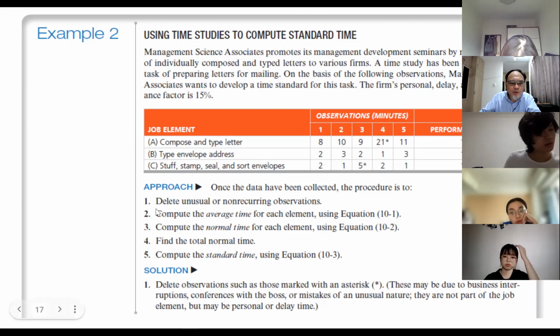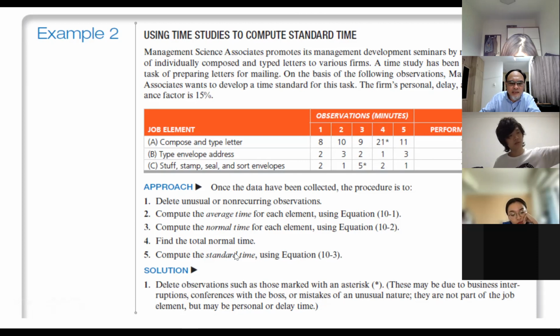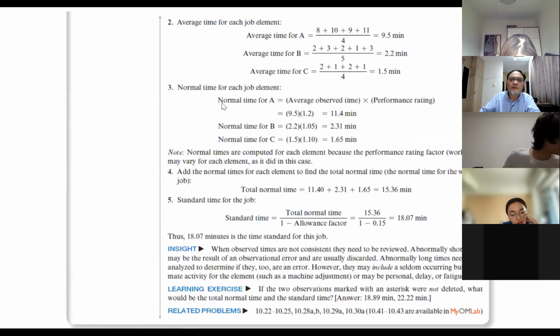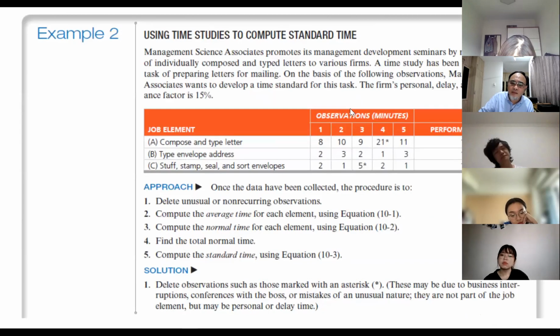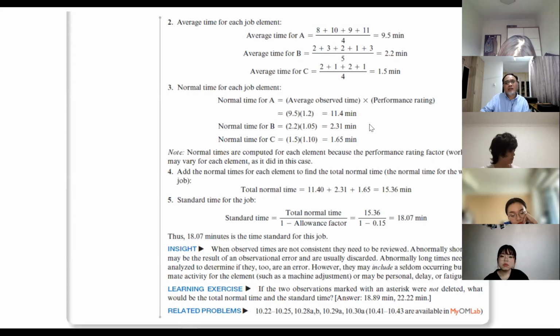So the steps are: compute average time, compute normal time, find the total normal time, compute the standard time. The average time for A is 9.45 minutes, eliminating 21, so you only have 4 data points. Average time for B, where all 5 data points are taken, is 2.2 minutes. Average time for C also removes the one which is abnormal, which is 5 here, because the rest are just 1 and 2. So you delete that.